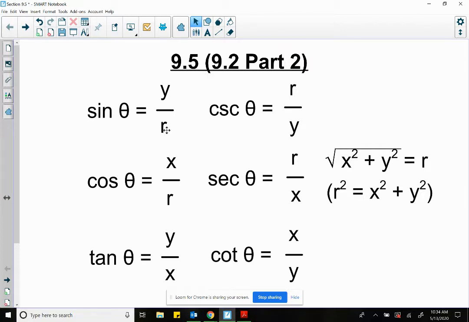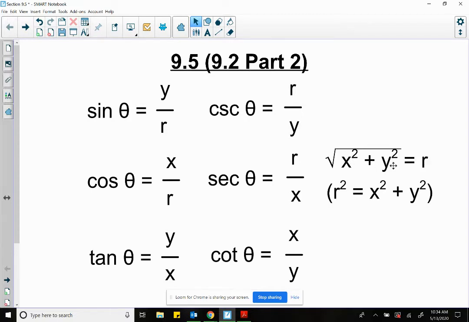Okay? So take all those formulas that we saw in 9.2 where it said sine is equal to y, cosine is equal to x, and now we just take all those and we slap them over r, okay? Where r is no longer 1 because now we're dealing with a circle that is bigger than the unit circle. So 9.2 was all about the unit circle where r was 1.